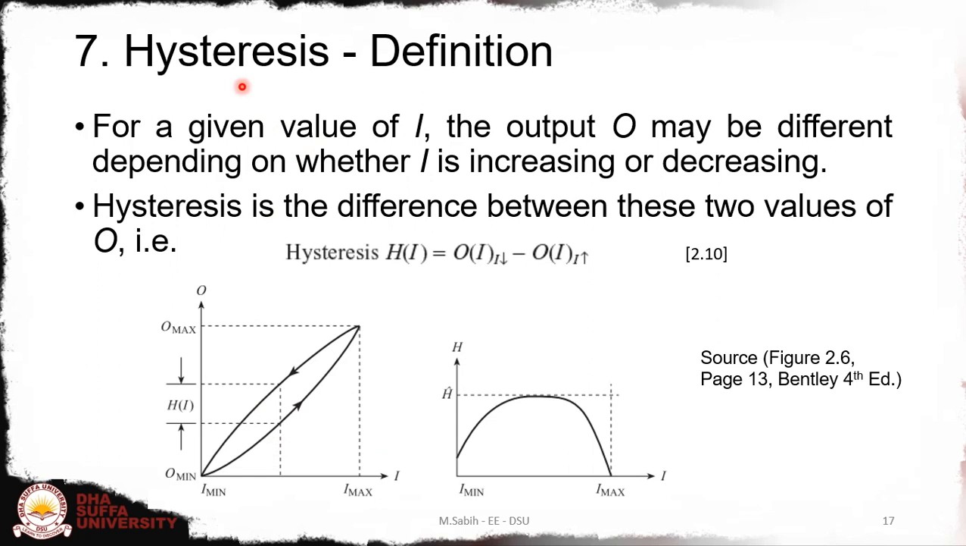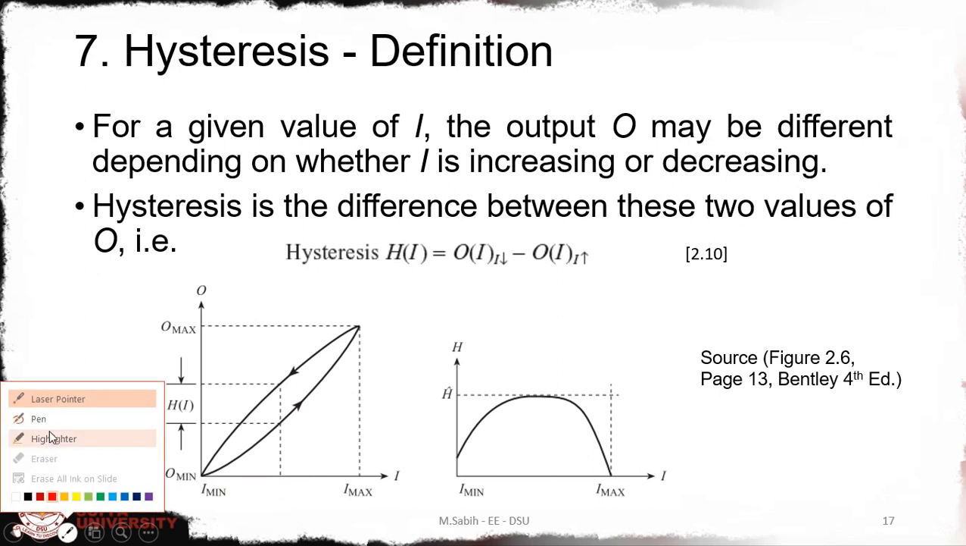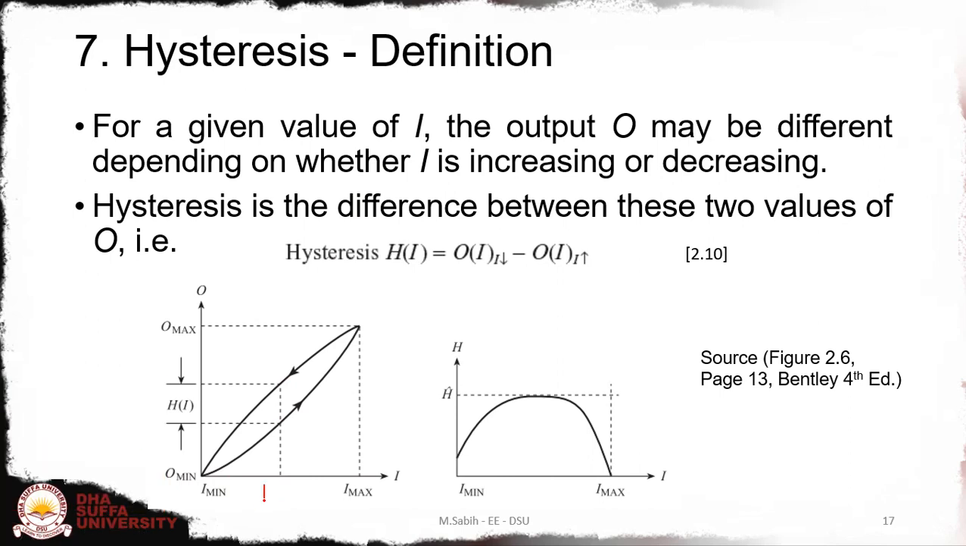Now moving forward to hysteresis. By definition, hysteresis is this: for a given value of I, for example at 10 degrees or so, the output may be different. Assume that this is some value, let's say 10. If I go and check the graph, it may give me this value, let's say 3, while going up.